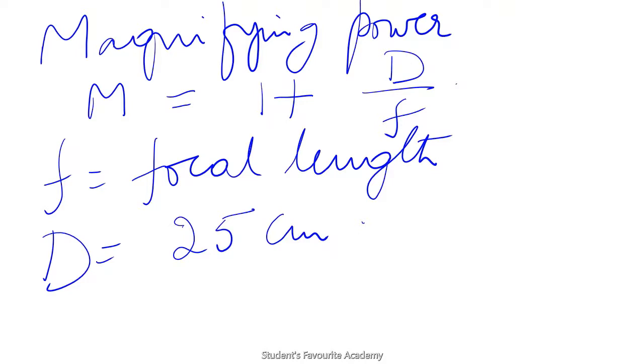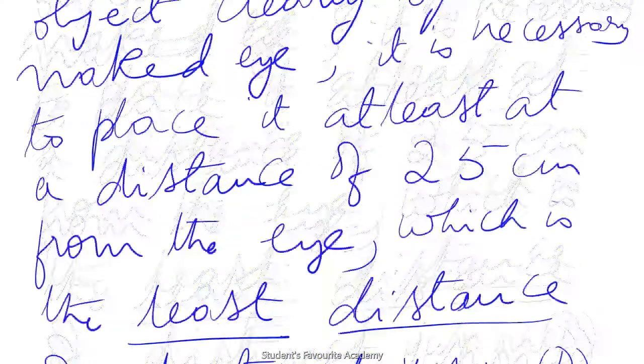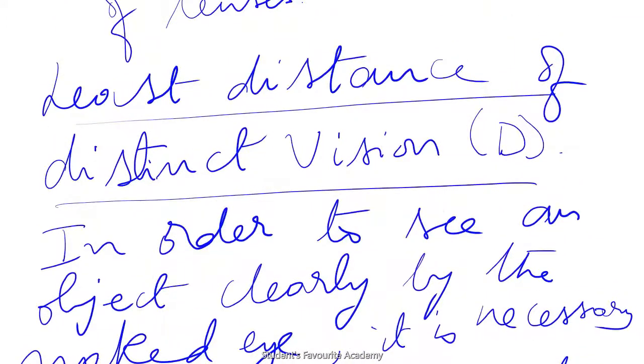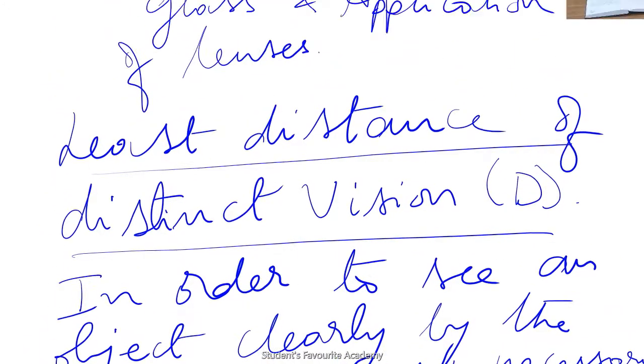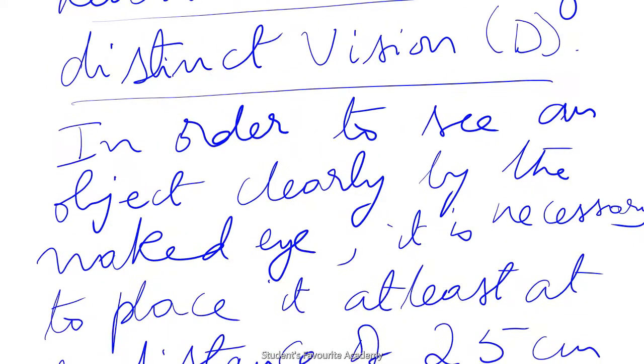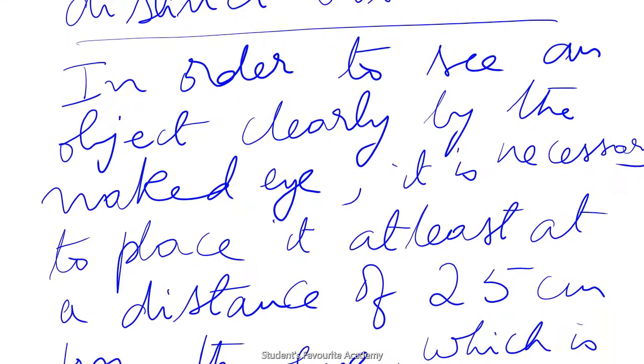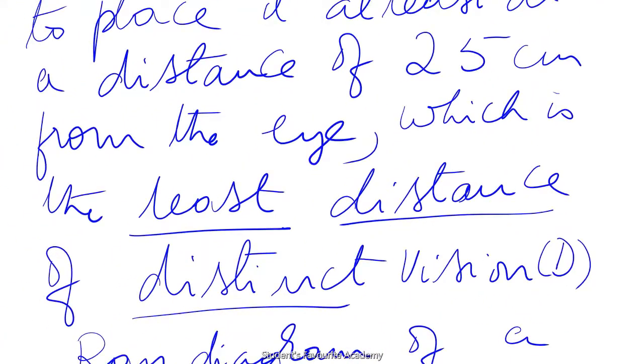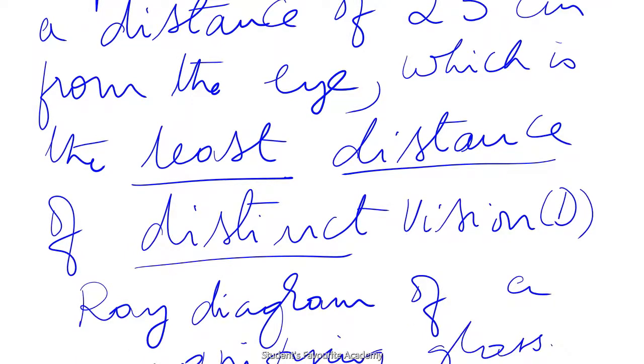this magnifying glass is also used in a microscope to see very small objects. Okay, so is it clear, children? Let me repeat once again. Till now, what did we do? We learnt about the least distance of distinct vision, D. That is, in order to see objects clearly, the object should be placed at a distance of minimum 25 centimeters from the eye, then only the eye can see the object clearly. So this distance is called the least distance of distinct vision.